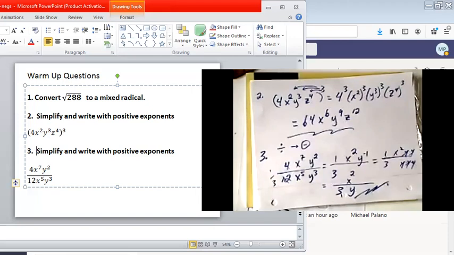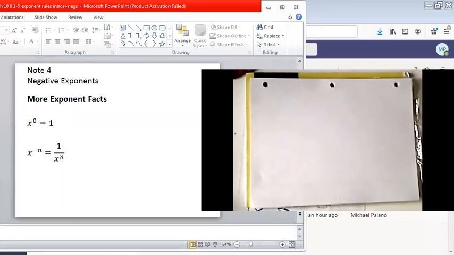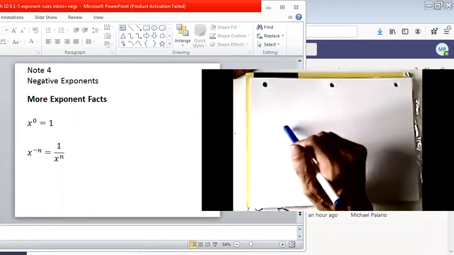So now what we're going to do is move on to the main part of today's session, which involves adding a few more exponent rules to our list that we have. All right, welcome. So this is going to be the main part of the lesson today, where we're adding some more exponent rules to our list.